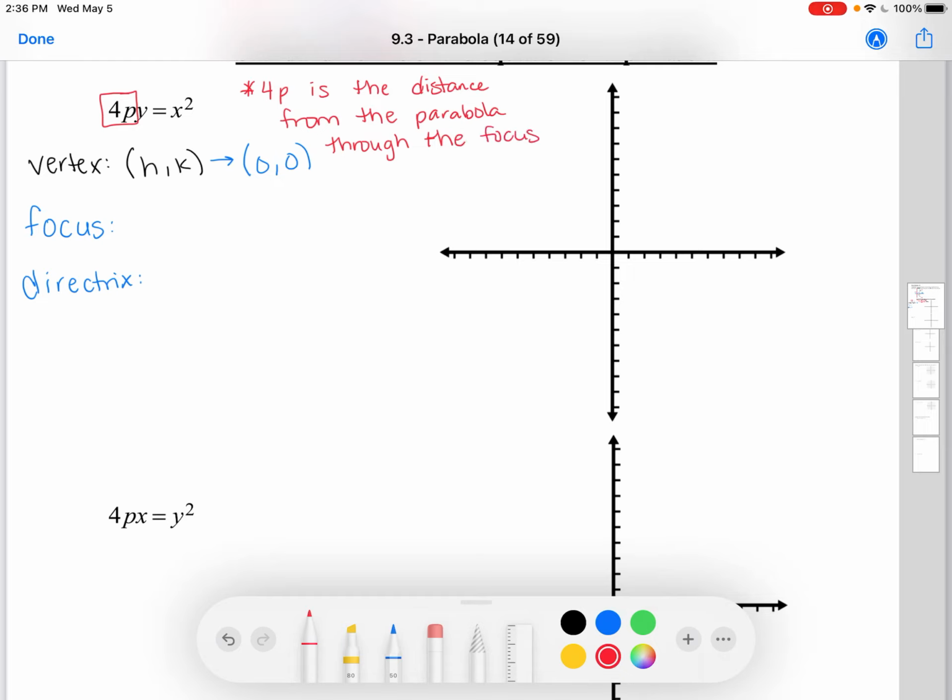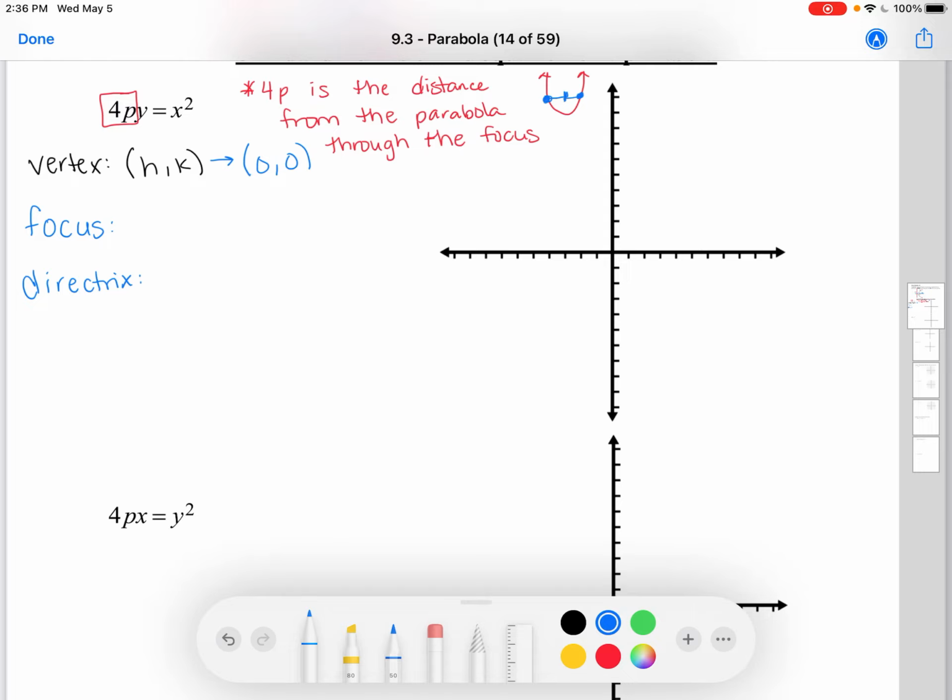Okay, so if I were to give you an idea here, we have our parabola. 4P is representing a point from the parabola through the focus, which is always going to be on the inside of the parabola, and then touching the parabola again. It's that entire length.